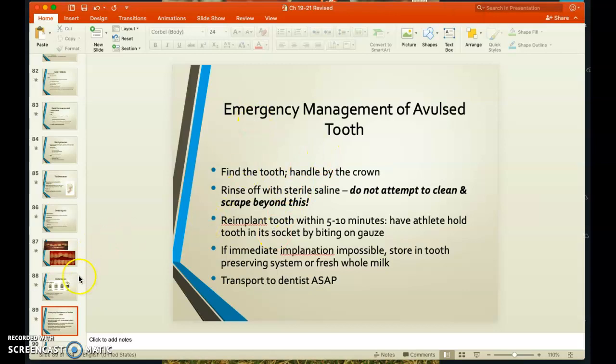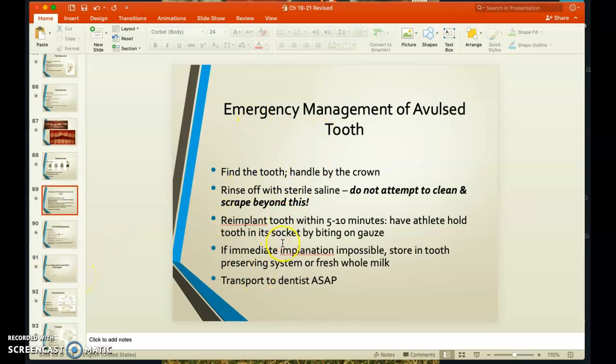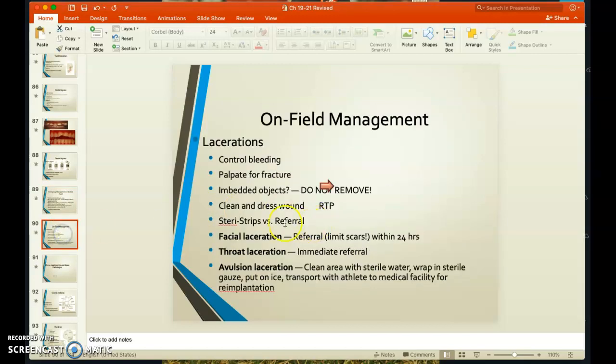And here's just some good emergency management of the tooth. Again, don't scrape, just try and rinse off. And then some other ideas for on-field management. I'll let you read through. But basically, very similar to the eye, for some of our main injuries, main conditions. If you see those, recognize them.